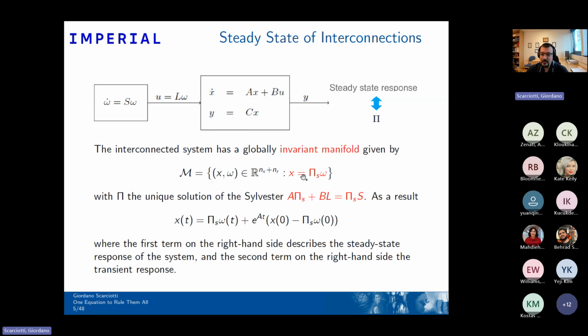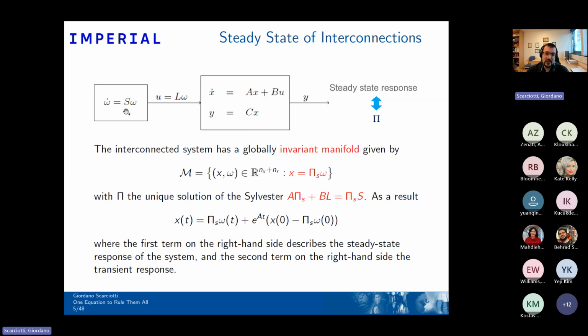Now, by making a change of coordinates, it's possible to show that x of t will always have this form: equal to pi times omega, plus e to the power At times the distance from the manifold, if you want, from the subspace. And if, in addition to having no common eigenvalues, we have the assumption that A is Hurwitz, so all the eigenvalues of A are on the left-hand side of the plane. In general, we want the system to be asymptotically stable, essentially.